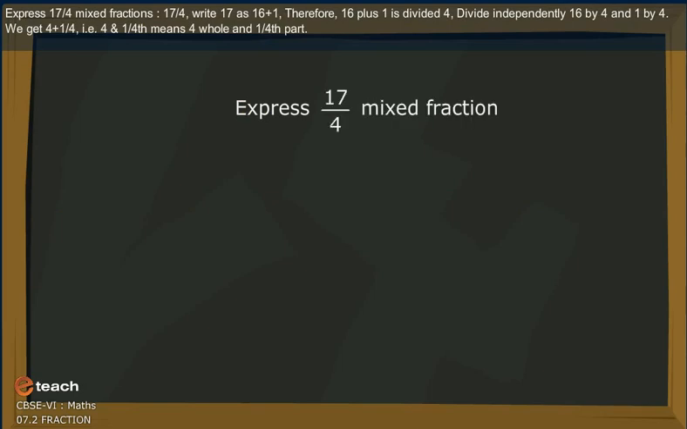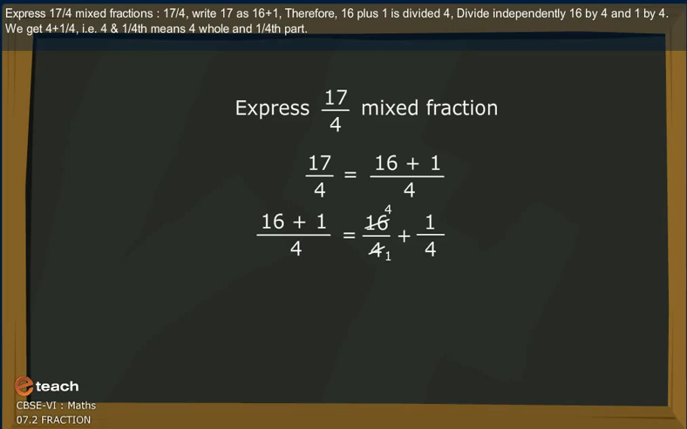Express 17 by 4 as a mixed fraction. 17 divided by 4. Write 17 as 16 plus 1. Therefore, 16 plus 1 is divided by 4. Divide independently 16 by 4 and 1 by 4. We get 4 plus 1 divided by 4. That is 4 and 1/4, which means 4 whole and 1/4 part.